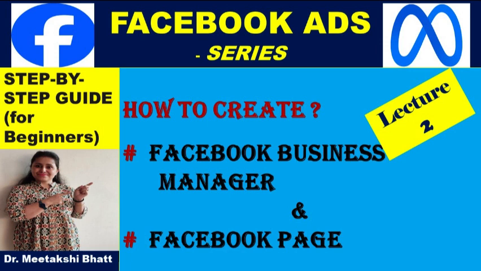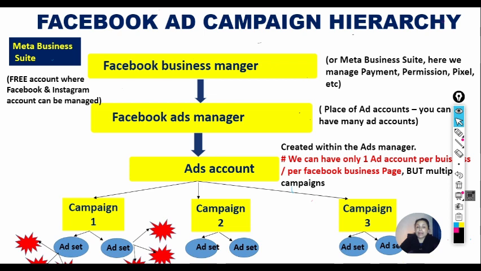studied in lecture 1. If you remember, this is the same ad campaign hierarchy which we had covered in lecture 1. Here you can easily see you have a Facebook Business Manager, you have a Facebook Ads Manager under him, and then you have the ads account. Then under him you have your campaigns, different campaigns. Under the campaigns we have different ad sets, and under the ad sets we are going to finally run the advertisements. To run an advertisement, if you remember, a Facebook business page is very essential.